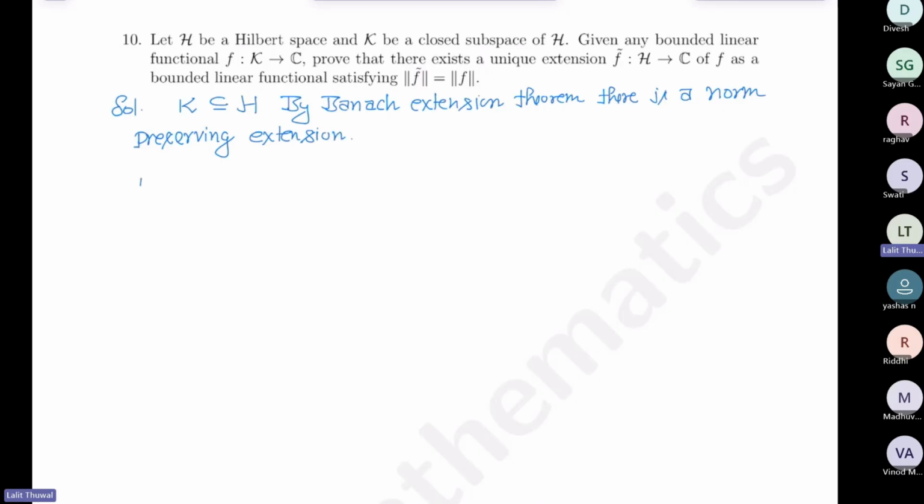Now, K is closed. So a closed subspace of a complete metric space is complete or not? H is complete and K is a closed subspace of it. It must be complete, right? So K is also Hilbert.